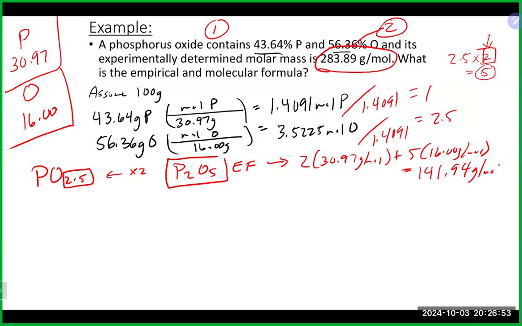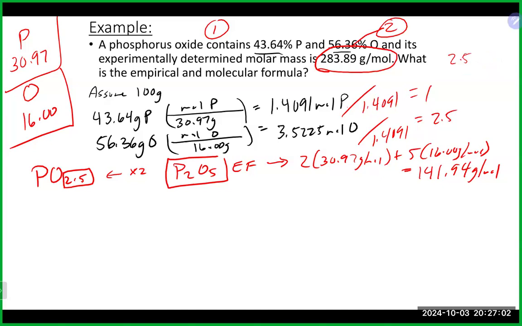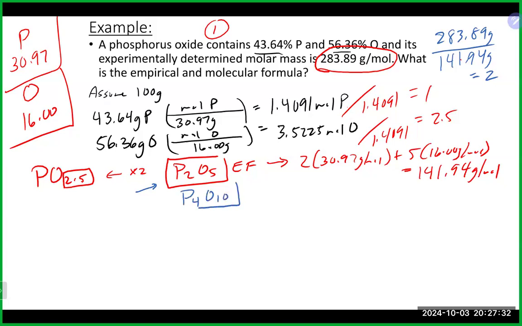Gets us 141.94 grams per mole. We are then going to use our molar mass of our compound that was given to us, which is that. And we're going to divide those two. So we'll take our 283.89 grams divided by our molar mass of our empirical formula. And that's going to give us our factor, 283.89 divided by 141.94. Going to give us a factor of 2. That is what we're going to multiply this by, which will give us P4O10 as our molecular formula.